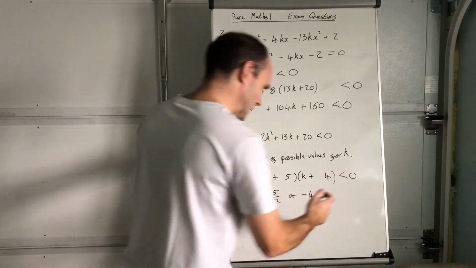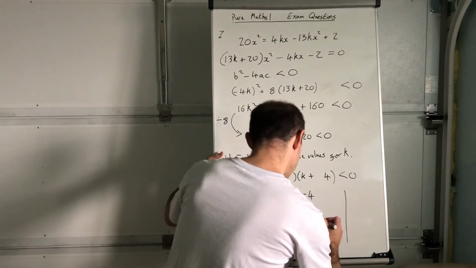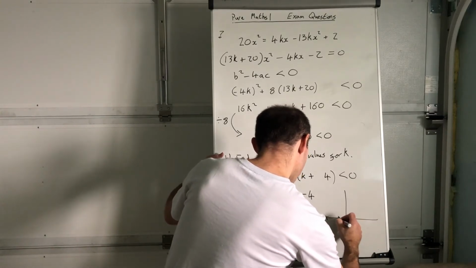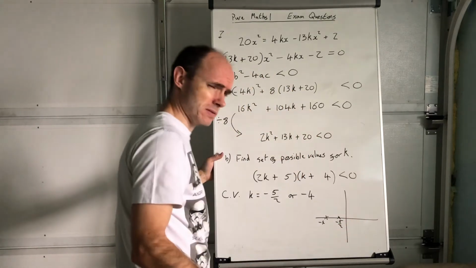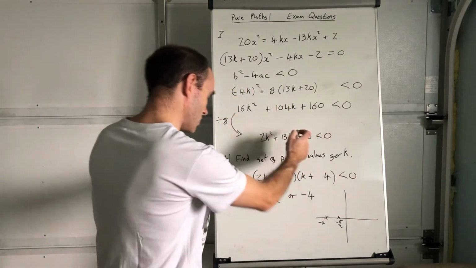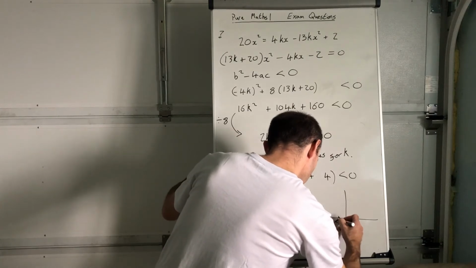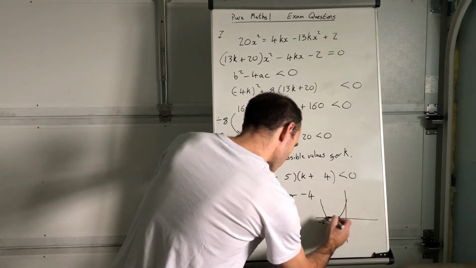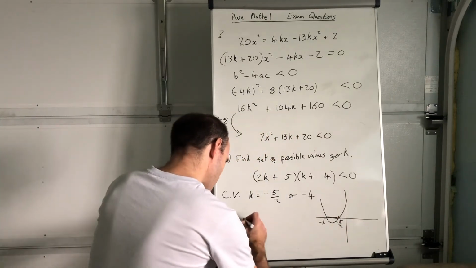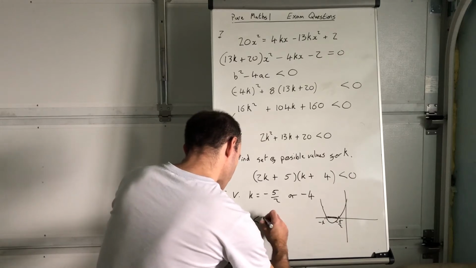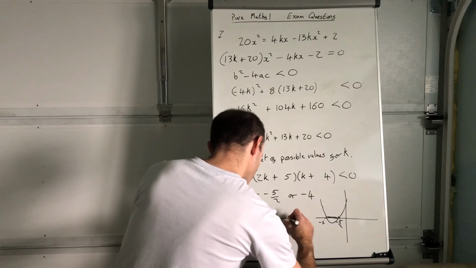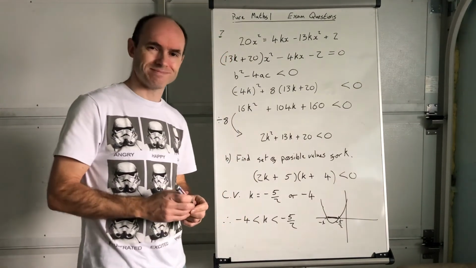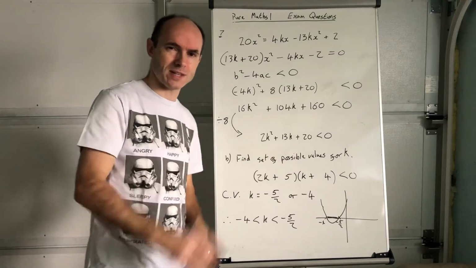Quick sketch of the graph, just about squeeze it in here, okay, with negative 4 there and negative 5 over 2, it's negative 2.5, isn't it, there, and it's a U-shaped parabola, so just put it in like that, okay, it doesn't have to be perfect, okay, and less than 0 means you're in between those two x values, so therefore smallest value less than k less than largest value, and that's it, negative 4 less than k less than negative 5 over 2, okay, hope you enjoyed that.